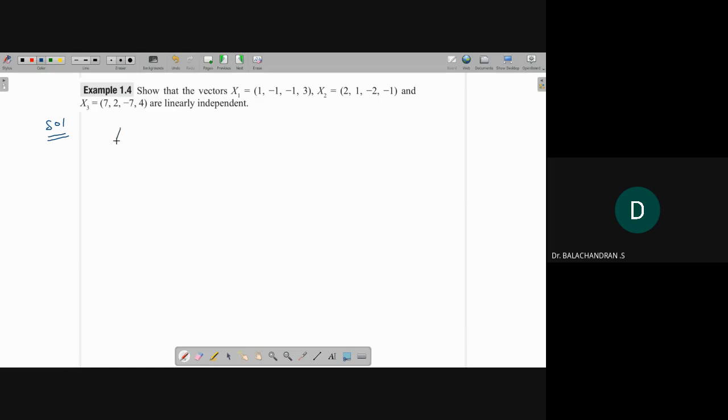So the matrix A is: 1, -1, -1, 3; 2, 1, -2; -1, 7, 2; -7, 4. Okay, at least now you can tell the answer. Now I am going to convert into row echelon form. So please tell the transformation.